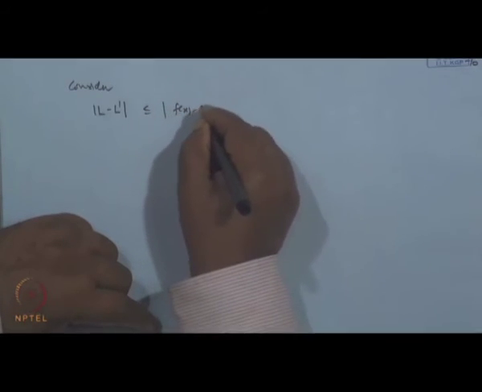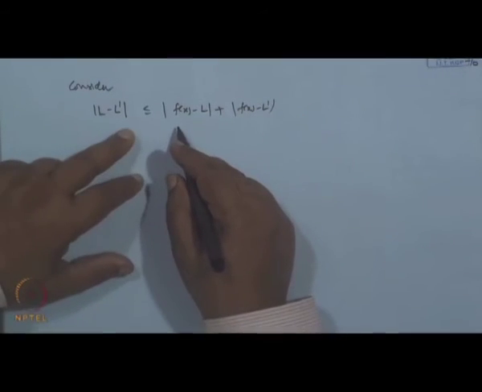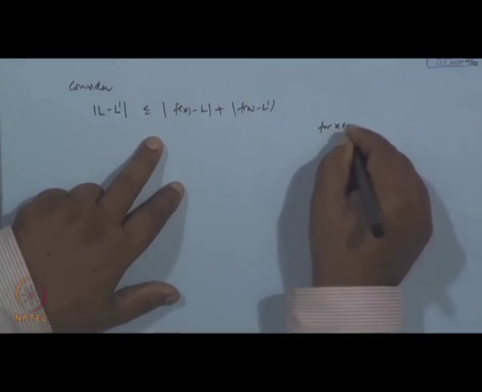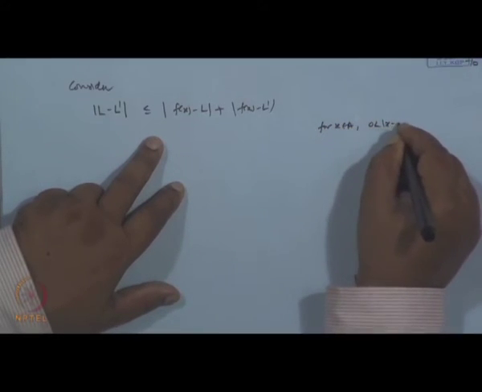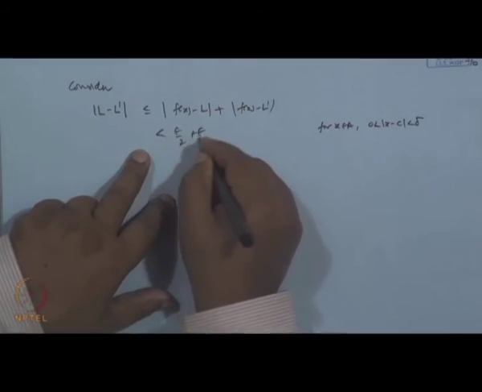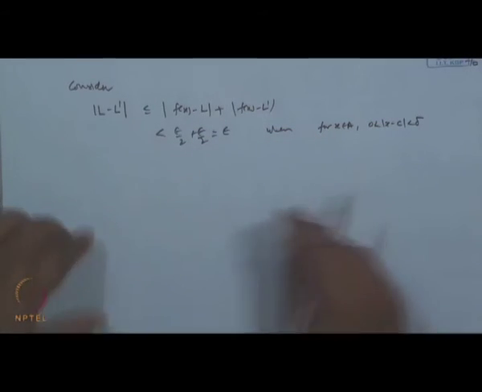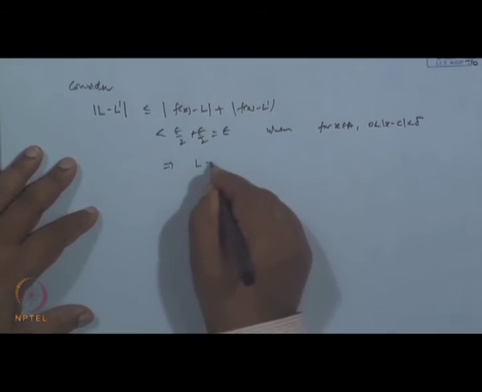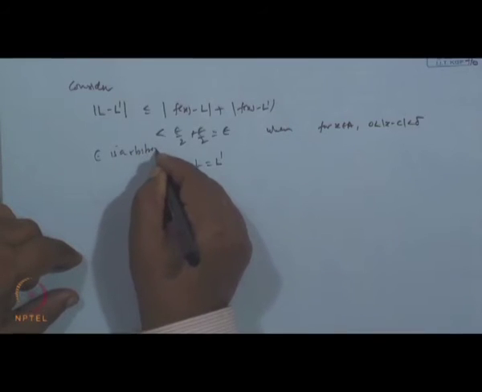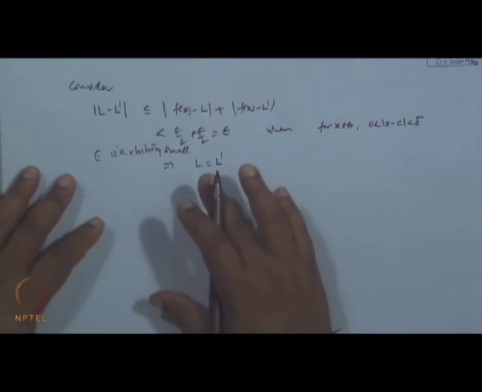|f x minus L| plus |f x minus L dash|. But |f x minus L| is less than epsilon by 2, for all x belonging to A and 0 less than |x minus c| less than delta, and this is also less than epsilon by 2. So what it shows is that L equals L dash, because epsilon is arbitrarily small. So we can get L equal to L dash, that is, the limit will be unique.